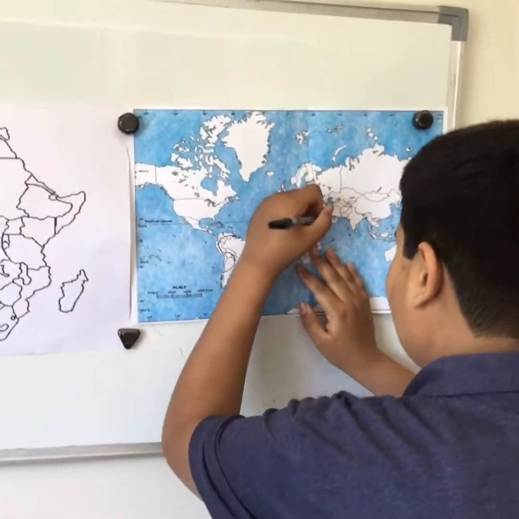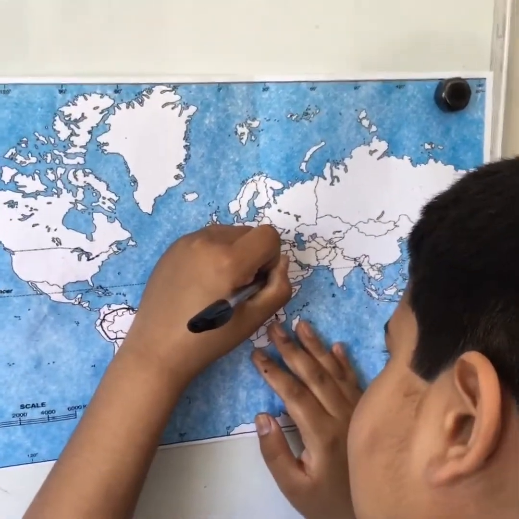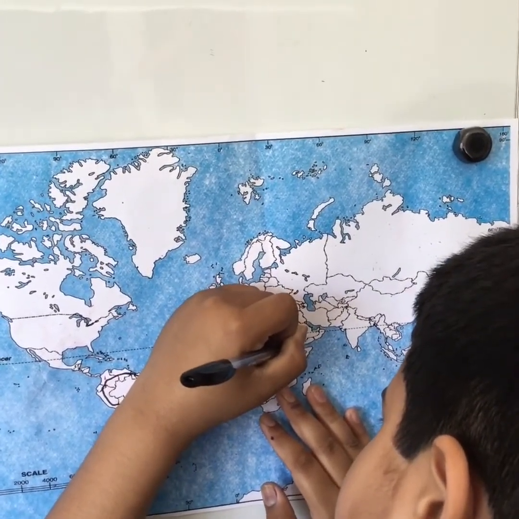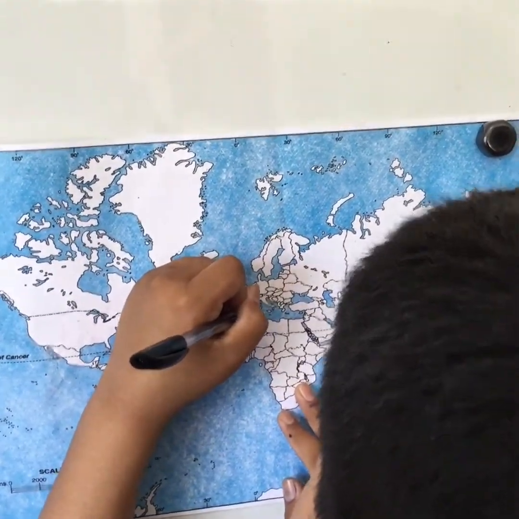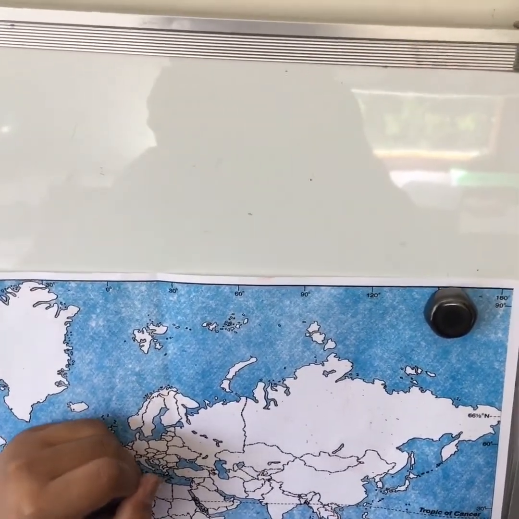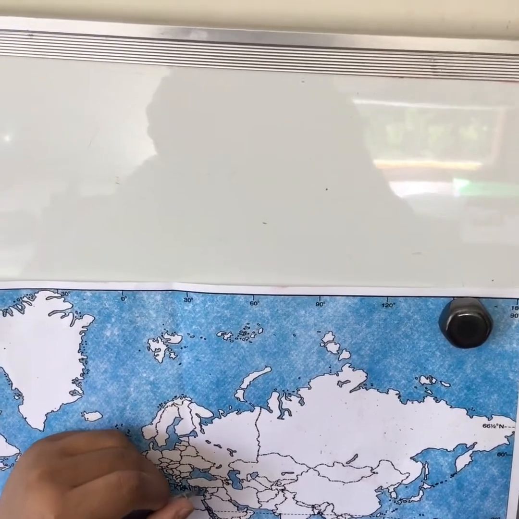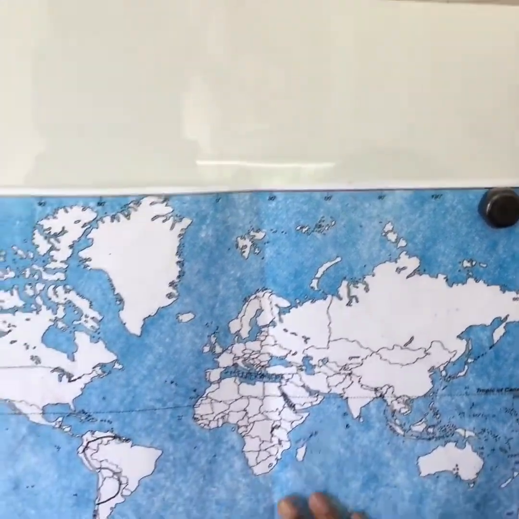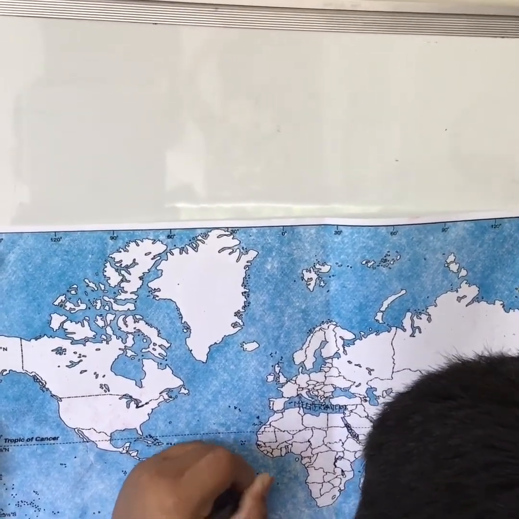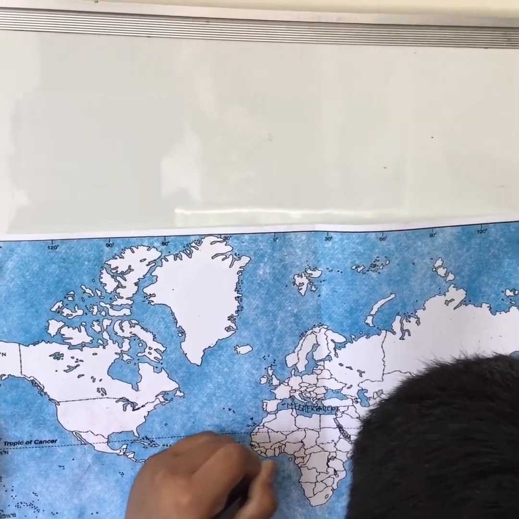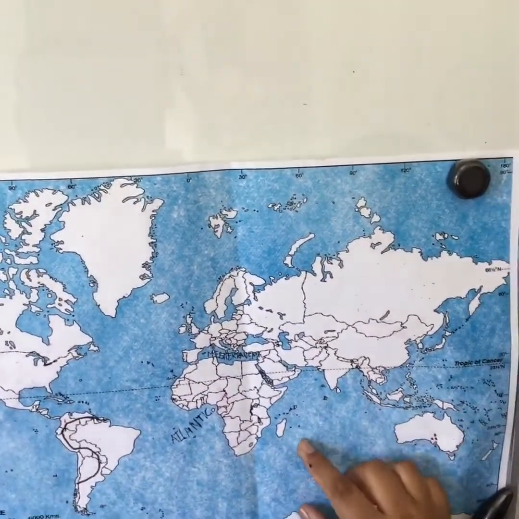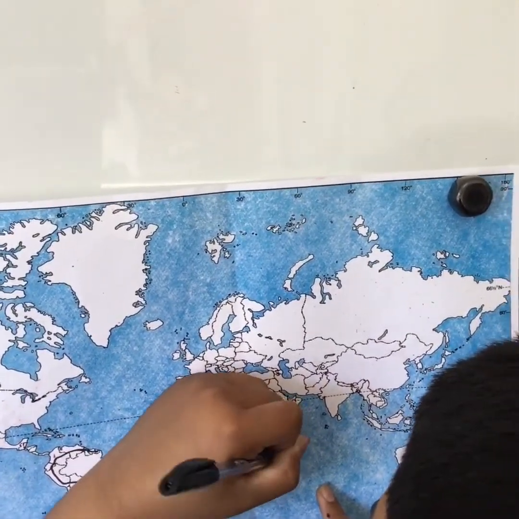Africa is bounded by the Red Sea in the northeast, the Mediterranean Sea in the north, the Atlantic Ocean bounds it in the west, and the Indian Ocean bounds it in the east.